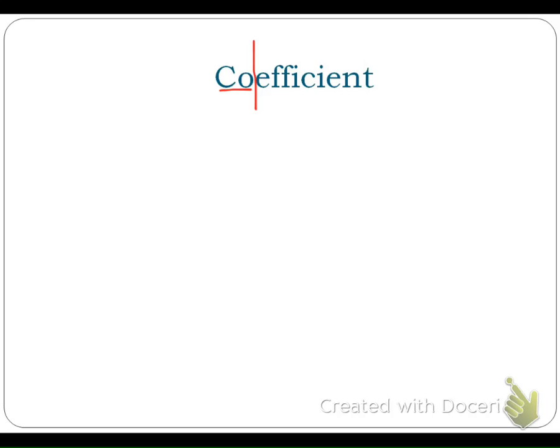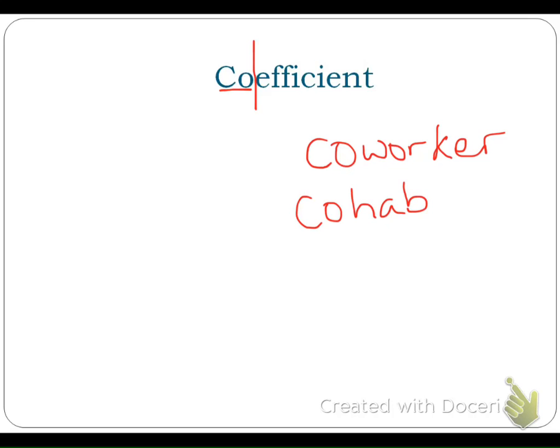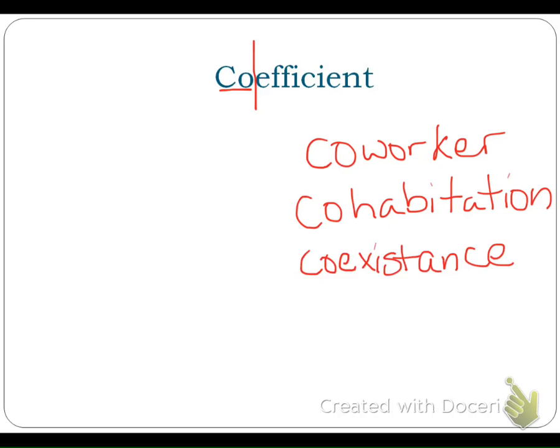There's some other words in the English language that you've seen before that start with the letters CO. How about co-worker? Cohabitation. And coexistence, just to name a few. If we cut off the CO off of any of these words, then we get another real word. If we cut off the CO of coworker, you get worker. Cohabitation, you get habitation. And coexistence, you get existence.